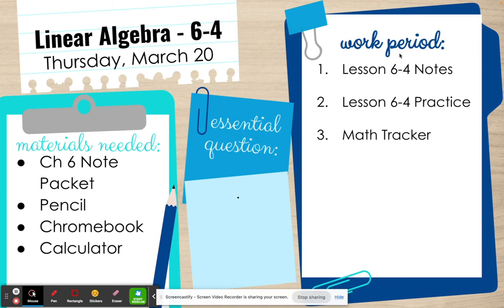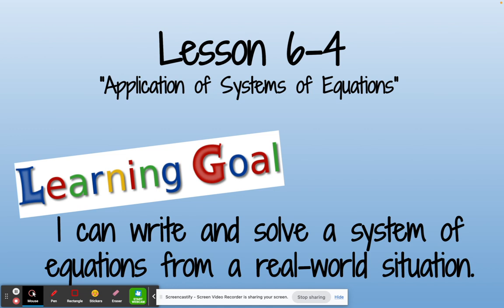Hi everyone, today we're going to be doing lesson 6-4. Our objective is to write and solve system equations from real world situations.